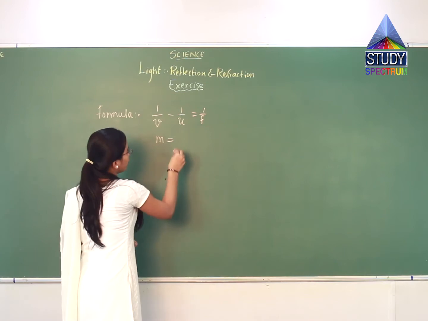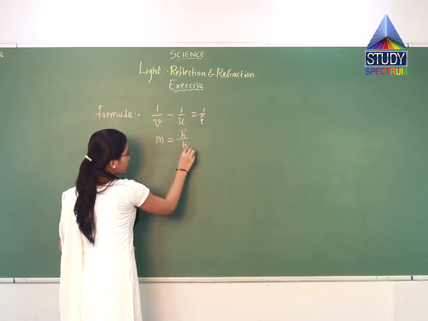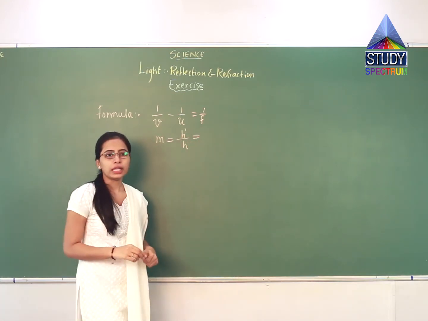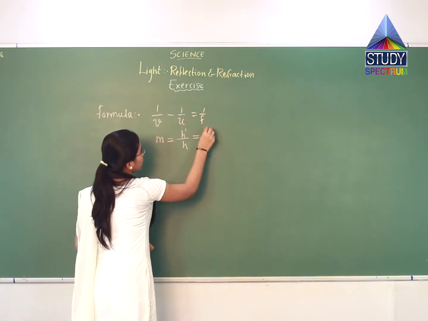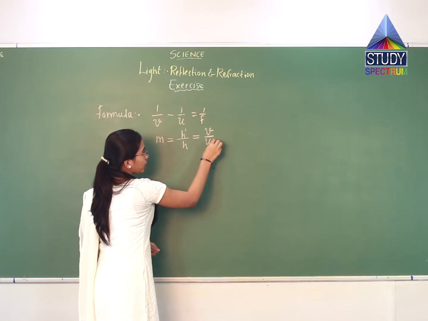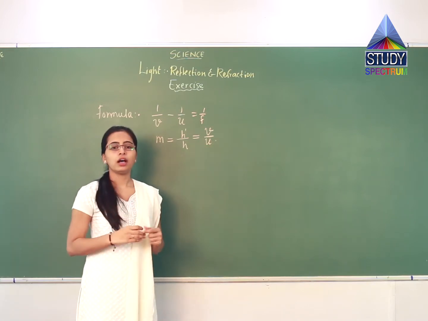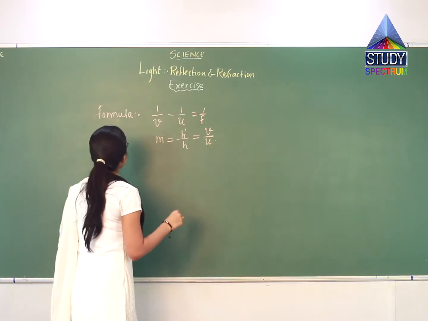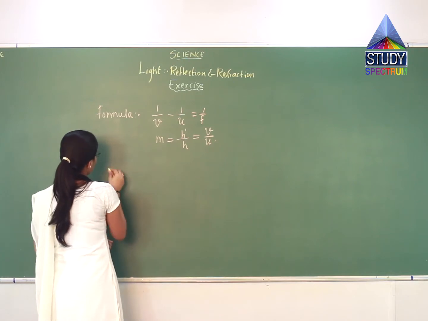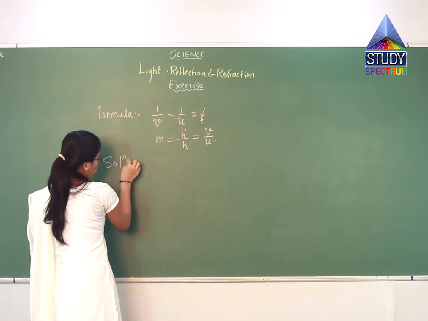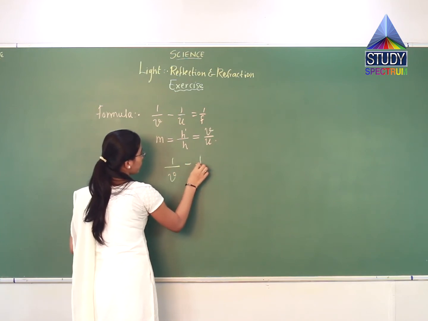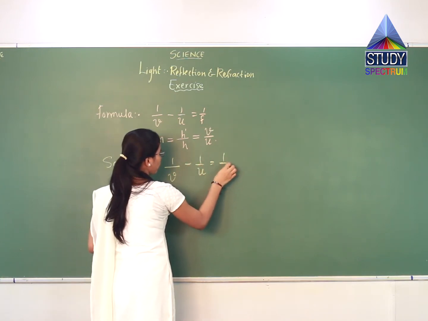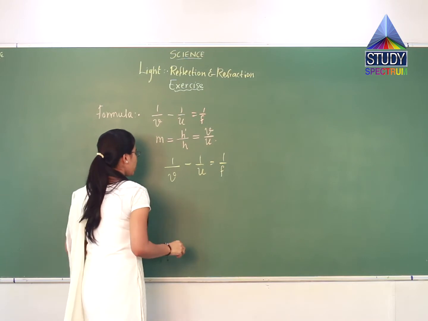By using the formula, it is h dash upon h, and if we are writing it in the form of v and u, it will be v upon u here. So let us start solving. Solution: rewrite the lens formula 1 upon v minus 1 upon u is equal to 1 upon f. Let us substitute the values.